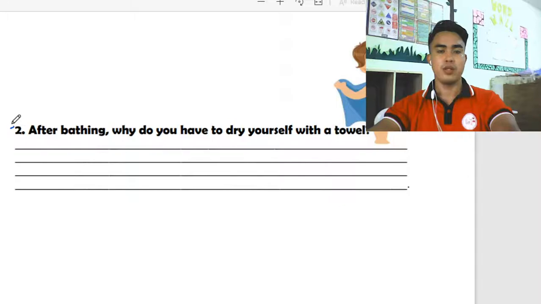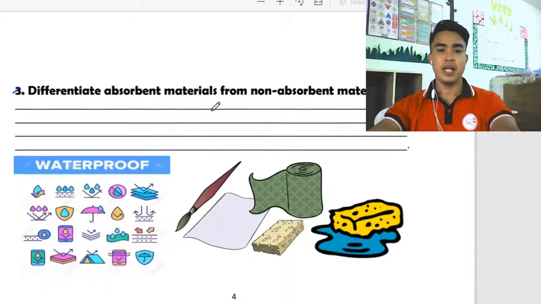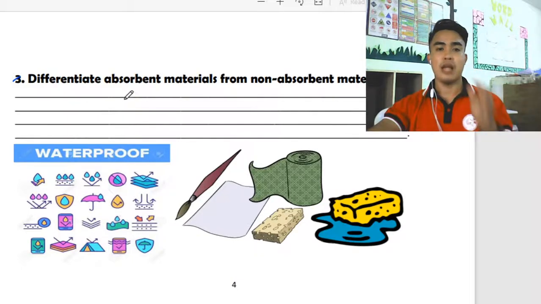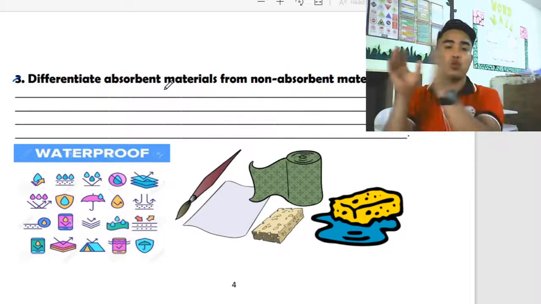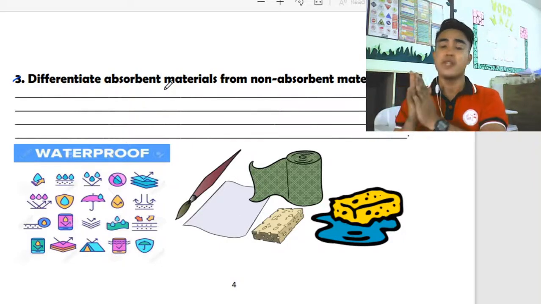Okay? The question number 2 is, after bathing, why do you have to dry yourself with a towel? Why do you think that we need to use a towel since we are wet? Okay? So you have to explain it here on the space provided. Next, number 3, differentiate absorbent materials from non-absorbent materials. What's the difference between absorbent and non-absorbent materials? What's the difference? Okay?